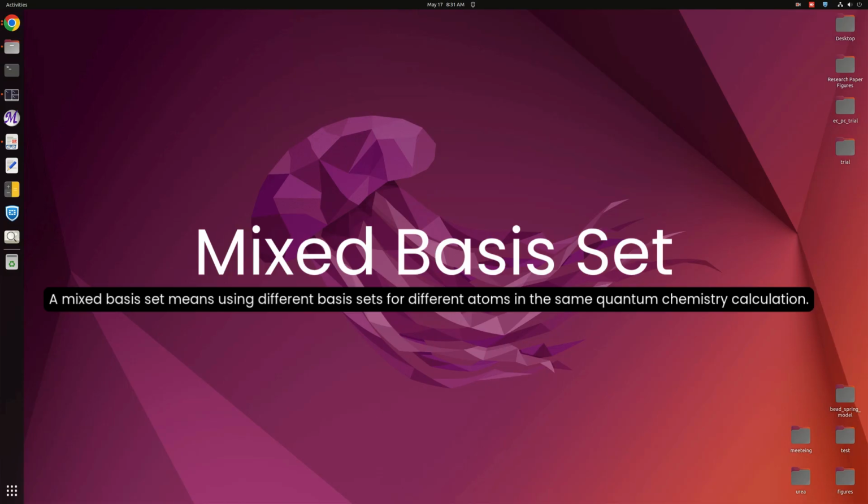Importantly, some atoms require higher accuracy, and some atoms are heavy or computationally more expensive. So for them we require a mixed basis set, which will give us a balance of accuracy and speed, and also take care of our computational cost. Typically, when we have transition metals or heavy elements in our system, we prefer this kind of mixed basis set calculation.